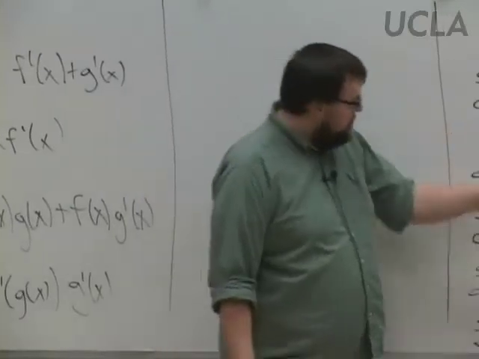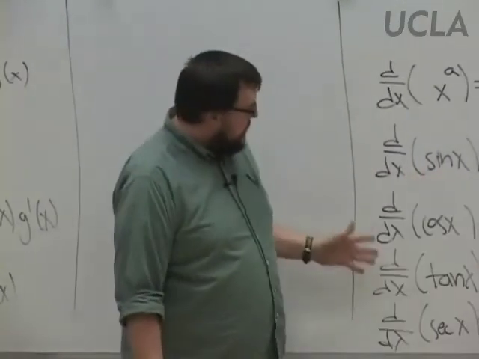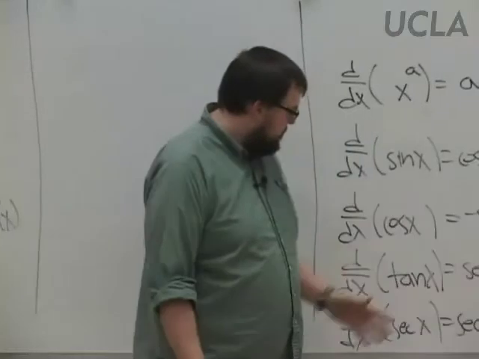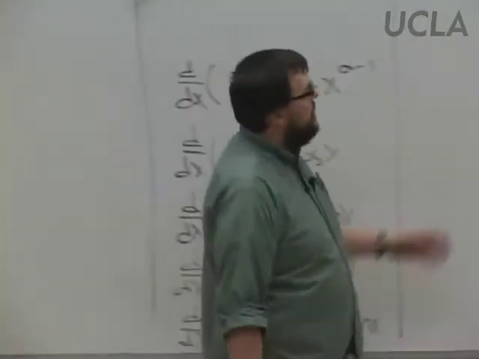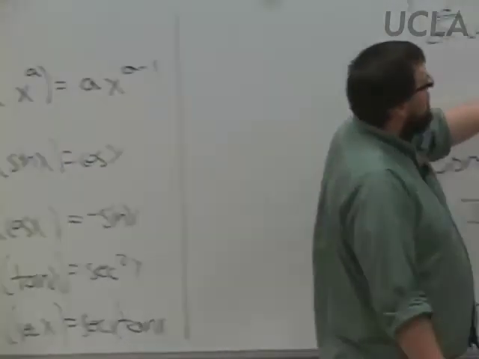Derivative of sine is cosine. Derivative of cosine is negative sine. Derivative of tangent is secant squared. Derivative of secant is secant times tangent. And of course, this one, derivative of arctangent, is 1 over 1 plus x squared.